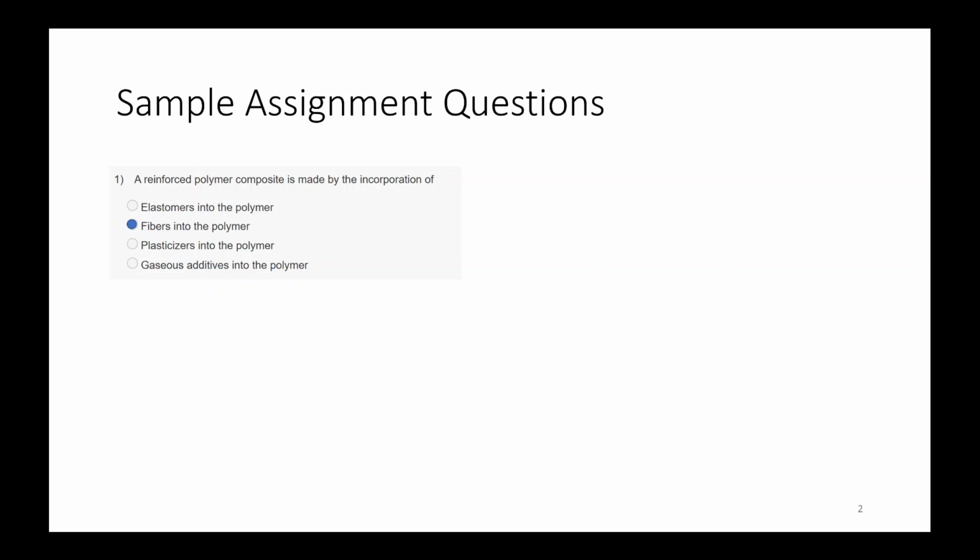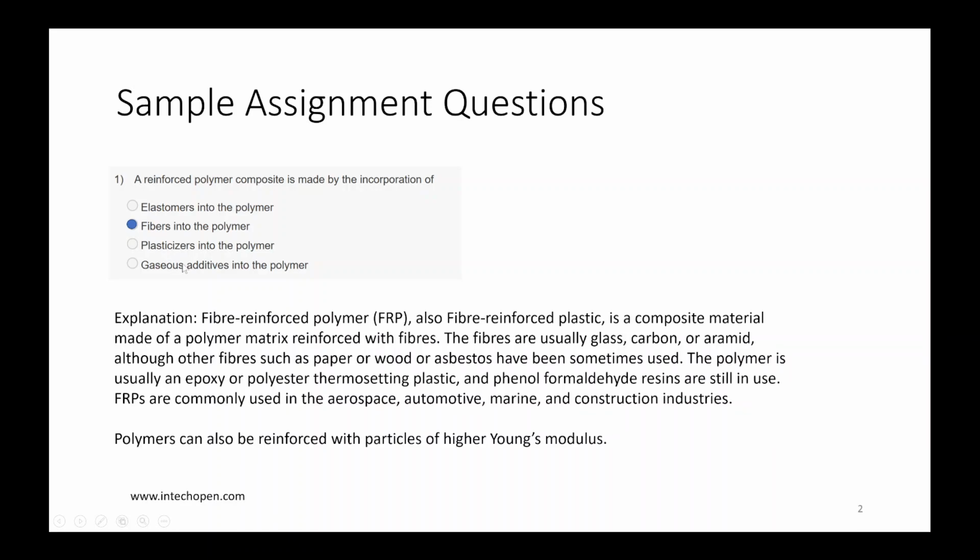So we know that except fibers, other options such as elastomers, plasticizers, and gaseous additives don't have a higher elastic modulus, so they won't be providing high stiffness to the composite. We can explain it by saying that fiber reinforced polymer, FRP, also fiber reinforced plastic, is a composite material made of a polymer matrix reinforced with fibers.